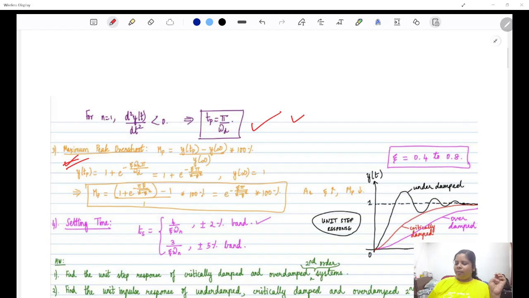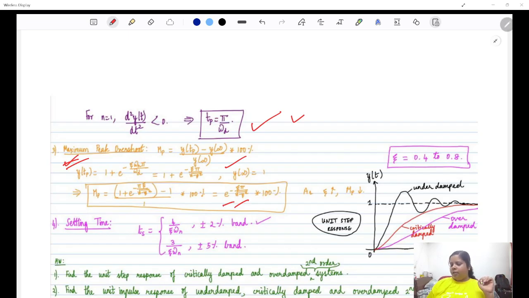Here, maximum peak overshoot means: what is the value of the peak at time t equal to Tp? That's what we are trying to find out. It is expressed in terms of percentage. So you can see e to the power minus zeta pi upon under root 1 minus zeta square, into 100. This gives you the value of maximum peak overshoot.